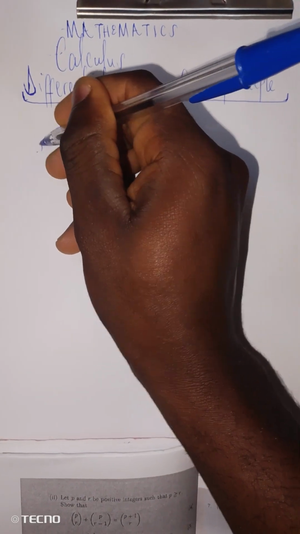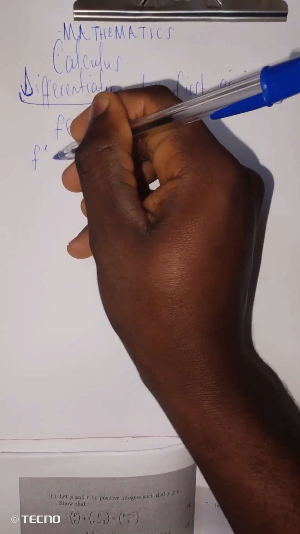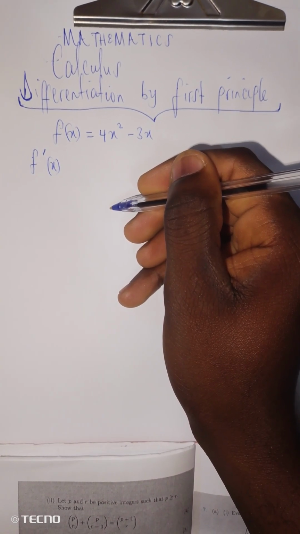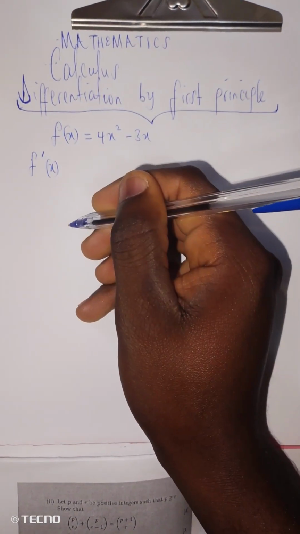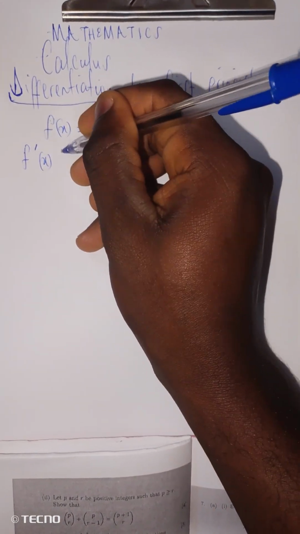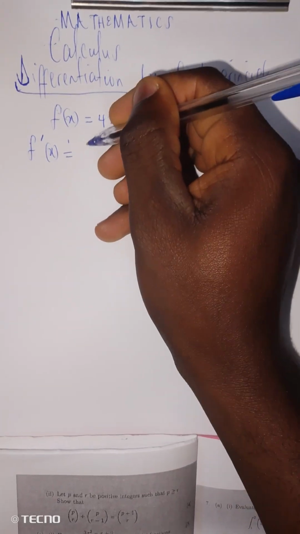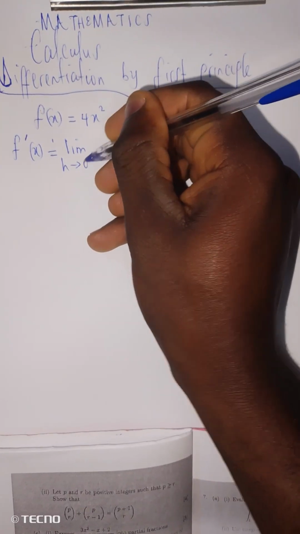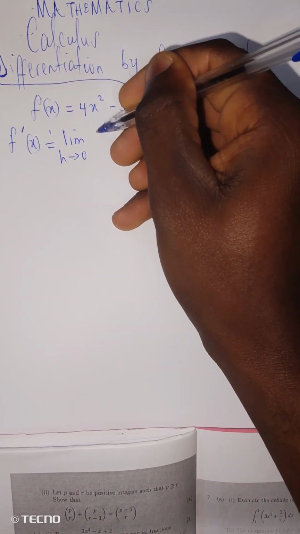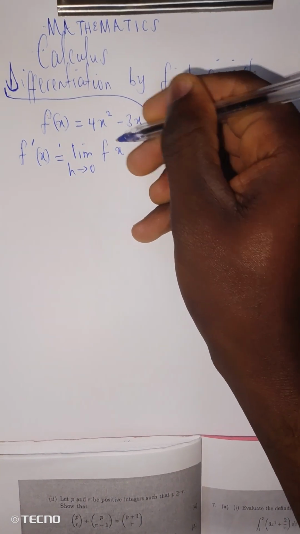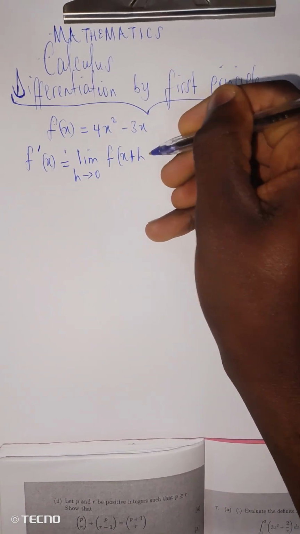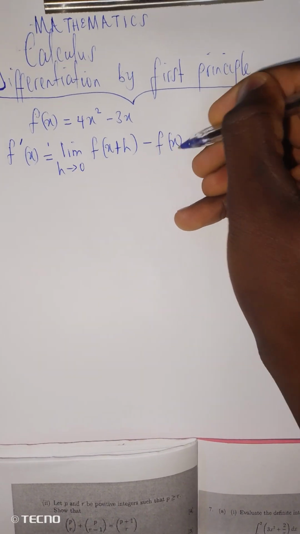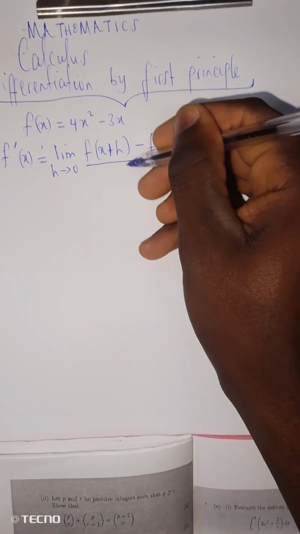So it is f prime of x. This prime is just showing that we are differentiating, so it's just the derivative. So f prime of x is equal to the limit as h approaches 0, then we have f of x plus h, then minus the entire function f of x, over h.